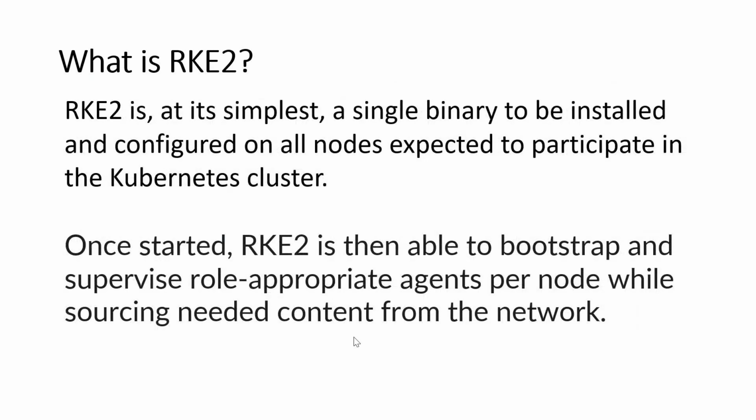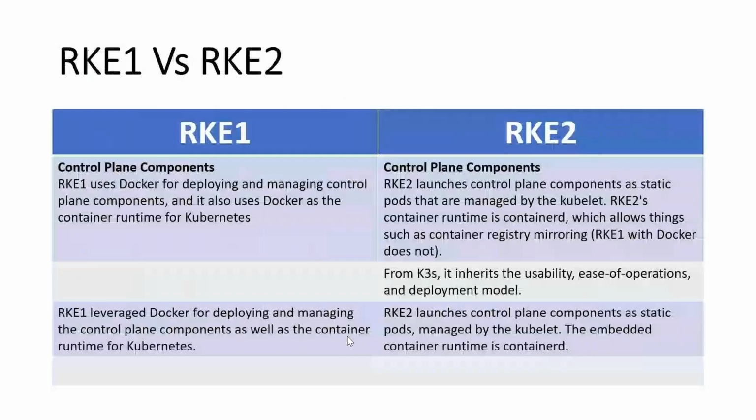RKE2 is, at its simplest, a single binary to be installed and configured on all nodes expected to participate in the Kubernetes cluster. So this executable needs to run on every node. Once started, RKE2 is able to bootstrap and supervise a role-appropriate agent per node while sourcing needed content from the network.